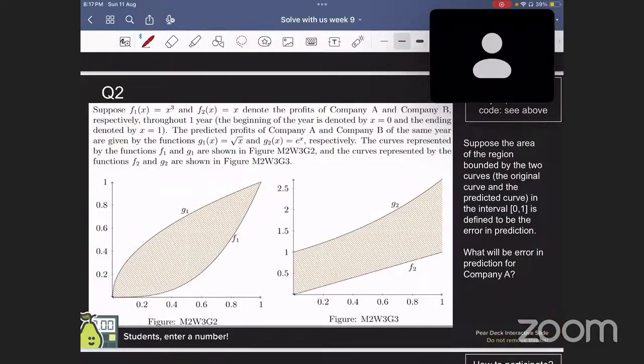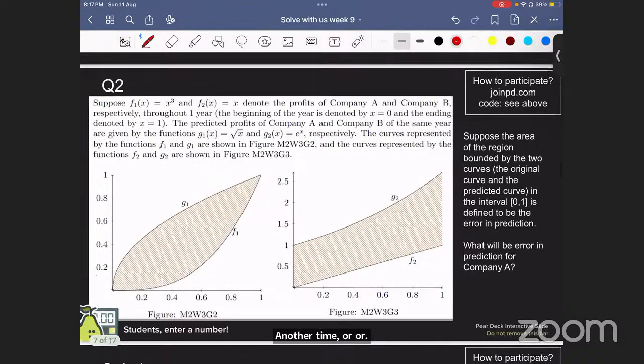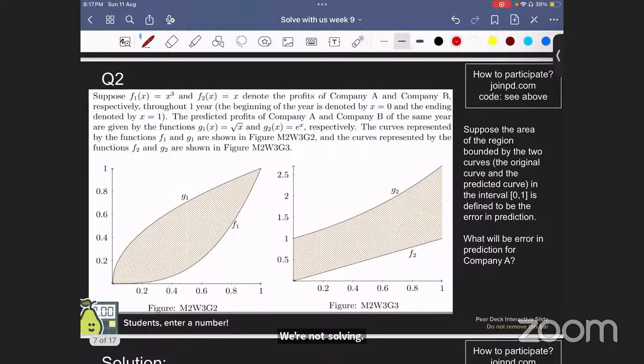So I can see only 3 people have answered. Are you trying or what? You are not solving? So this is for company A, right? Basically, yeah. So Pretna has given the answer now. 5/12, I guess is correct.